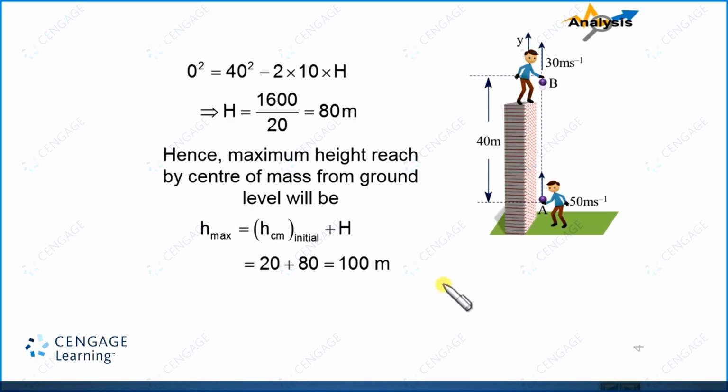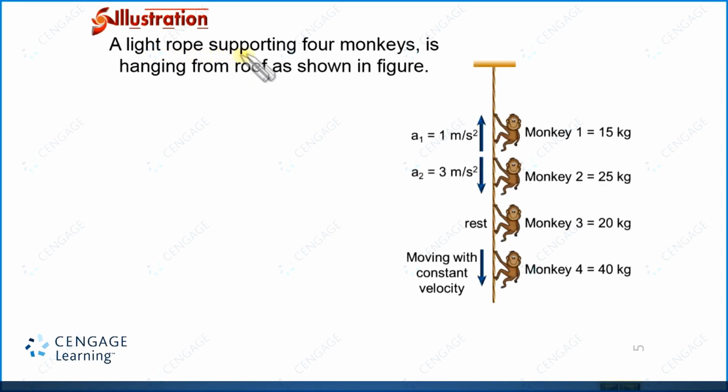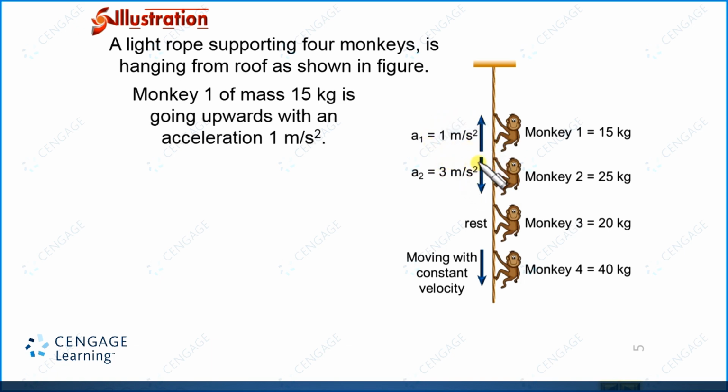So maximum height reached by the center of mass should be equal to 100 meter. In this illustration, it is given a light rope supporting 4 monkeys. You can follow the diagram. These are the 4 monkeys: monkey 1 15 kg, monkey 2 25 kg, monkey 3 20 kg, monkey 4 40 kg, and the accelerations of the monkeys are given.